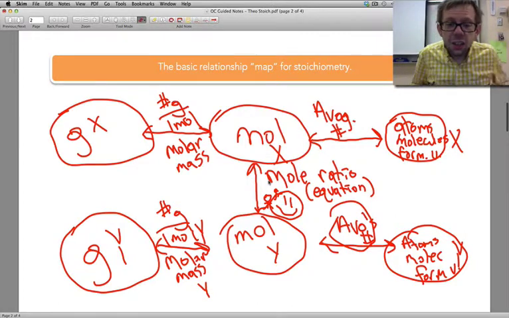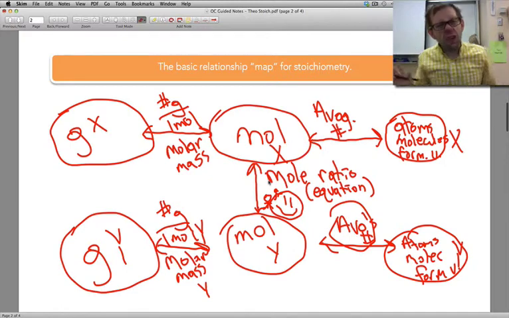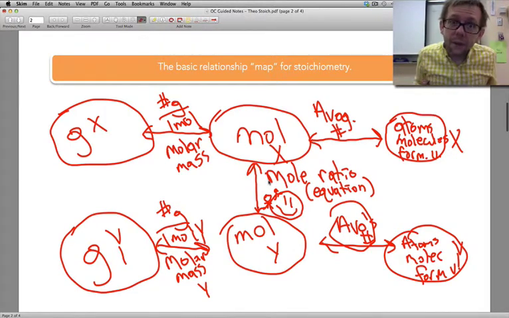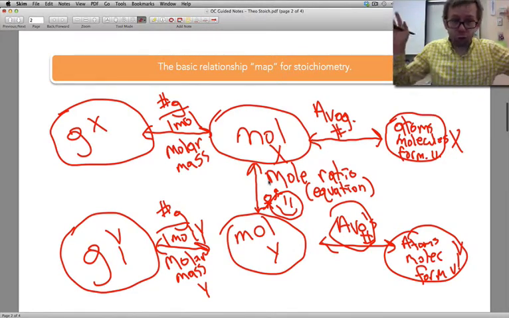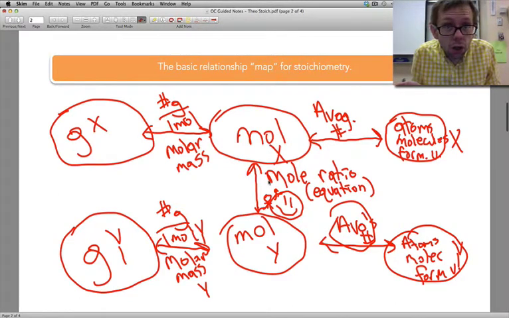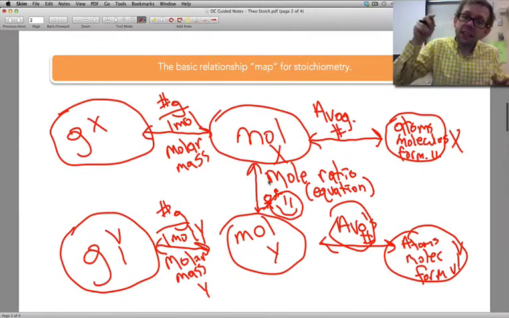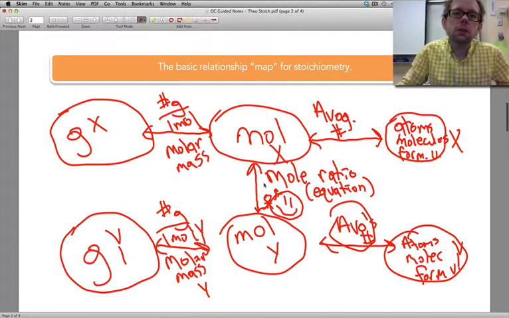And this is your mind map. This is how almost any theoretical stoichiometry problem is done. You're like, what do you mean there's six different ways to go? Well, it's just like anything else. Where do you want to start? Where do you want to go? And that tells you everything, okay? So keep this in mind because this is a key way to get that brain thinking.